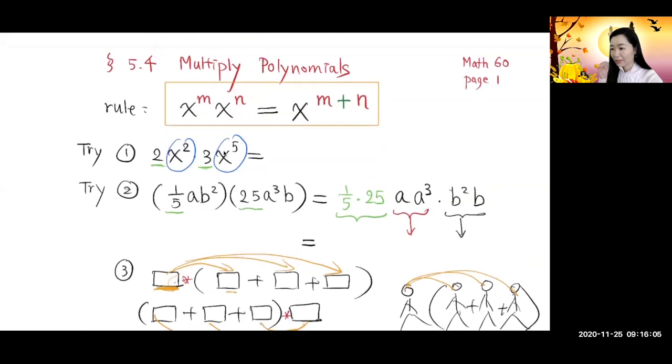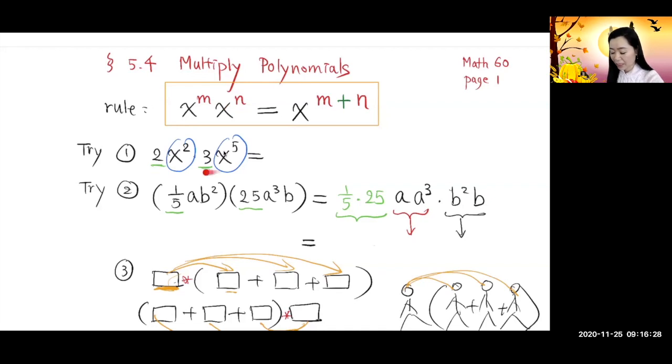Going to talk about multiplying polynomials. So first, remember the product rule: x to the m times x to the n equals x to the m plus n. When you multiply and they have the same base, you keep the base and you add the two exponents.